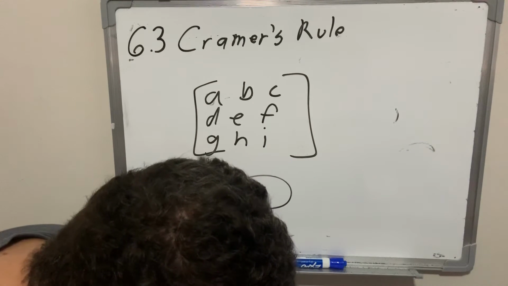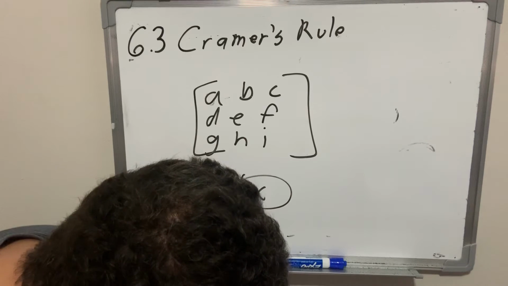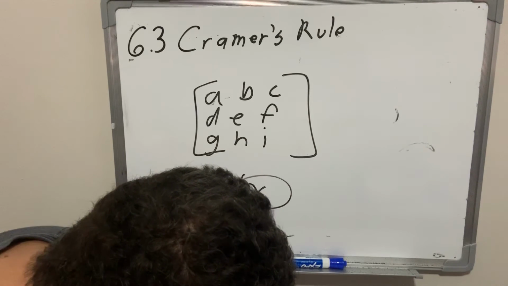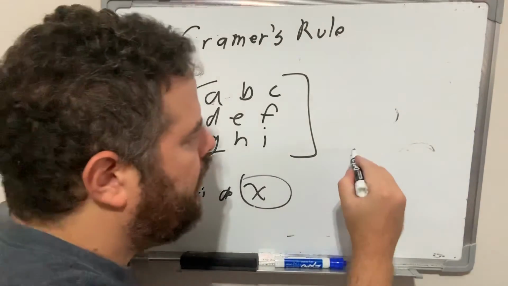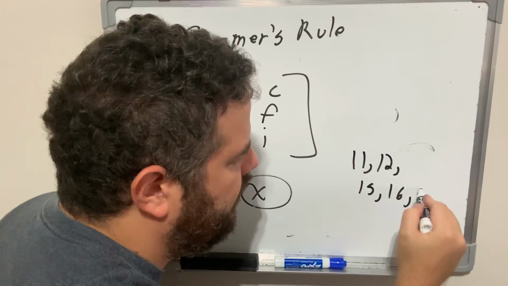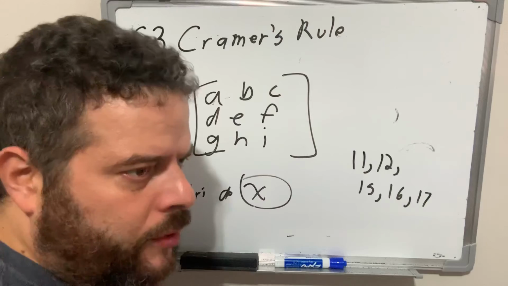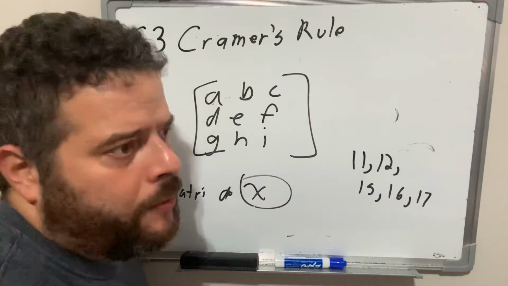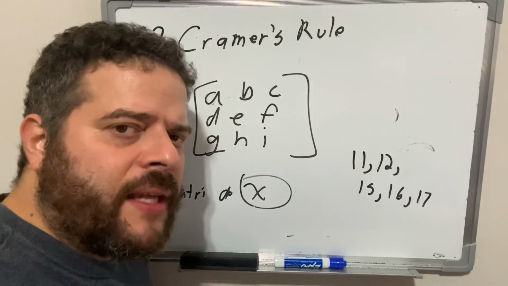Now, please do 11, 12, 15, 16, 17. Those are all done using Cramer's rule. You might end up with fractions at the end of one. Just work with fractions. That's fine. If you have any questions, please let me know.